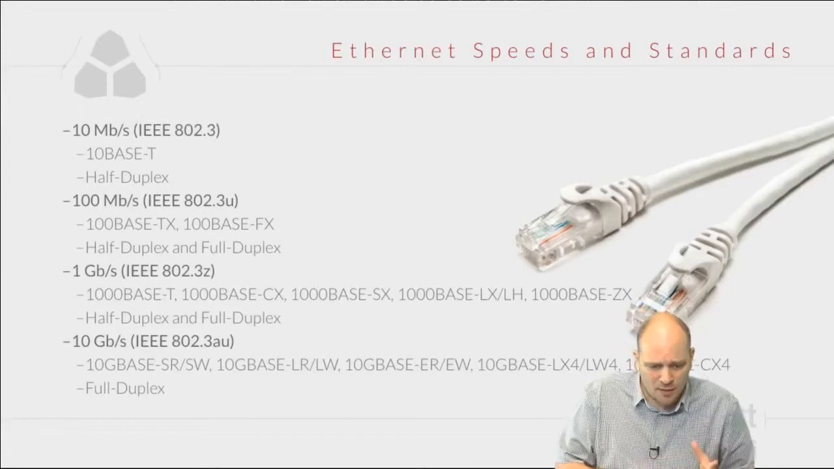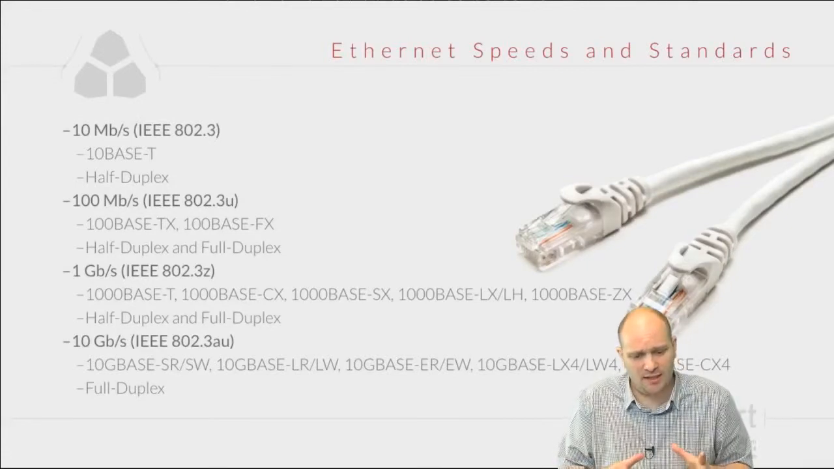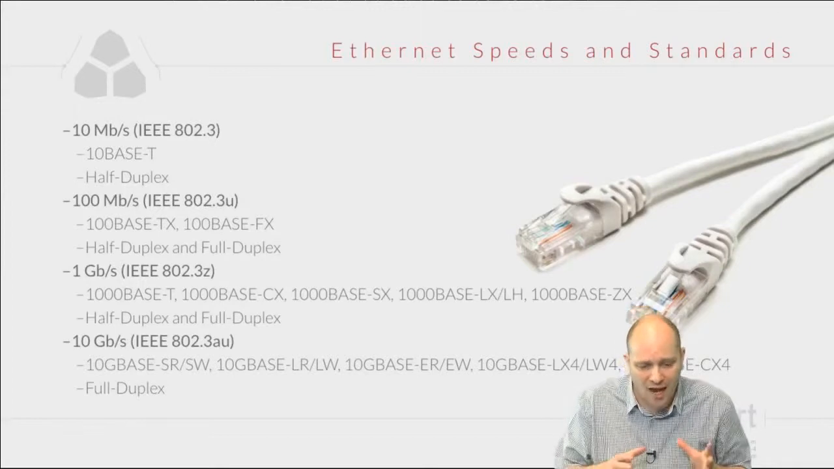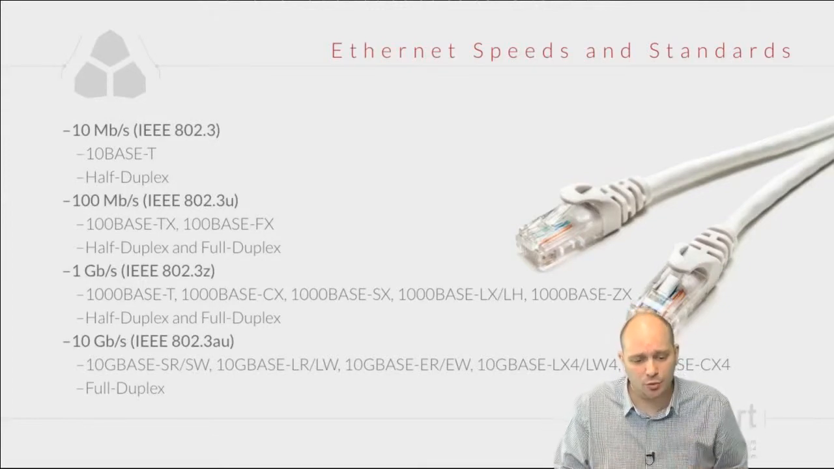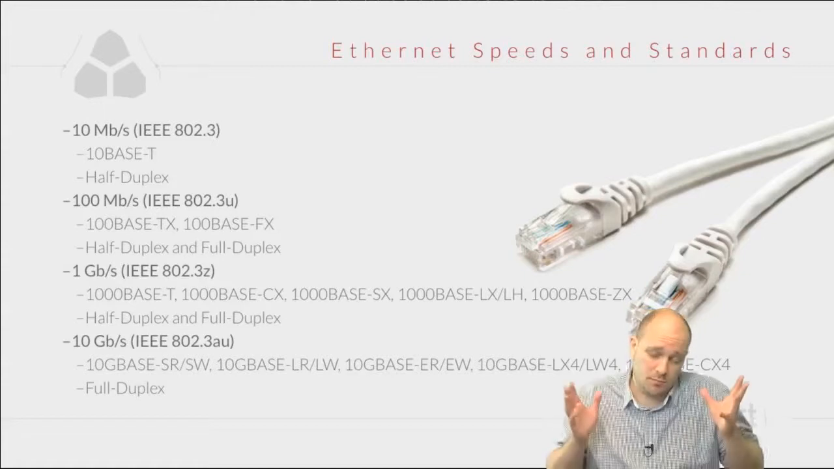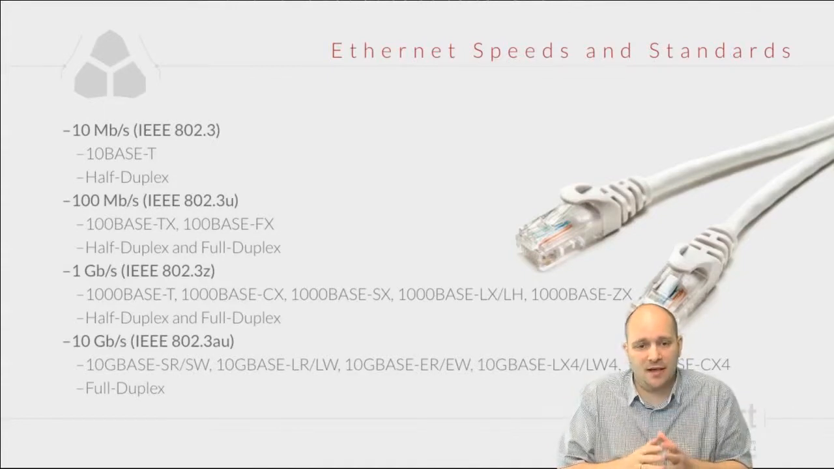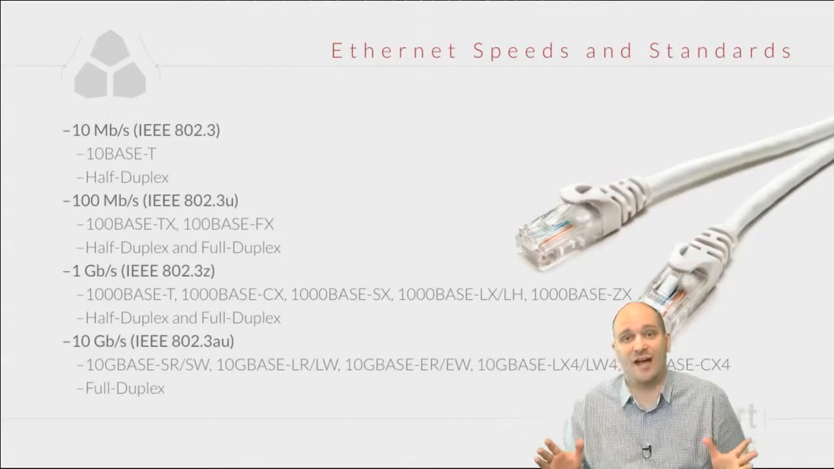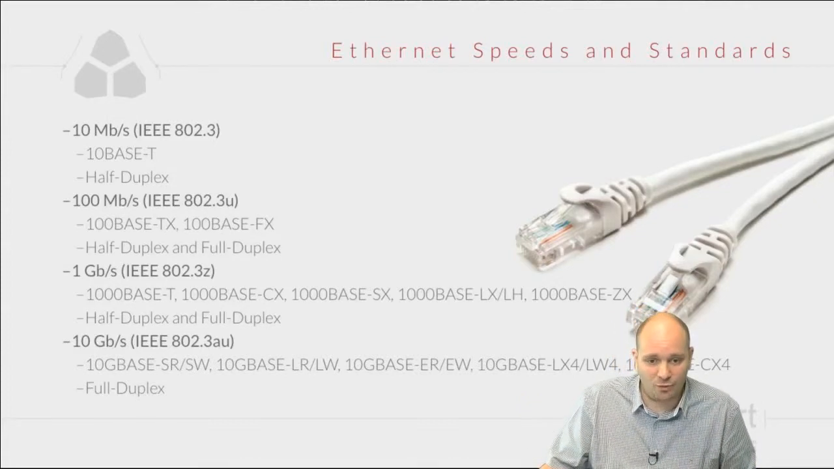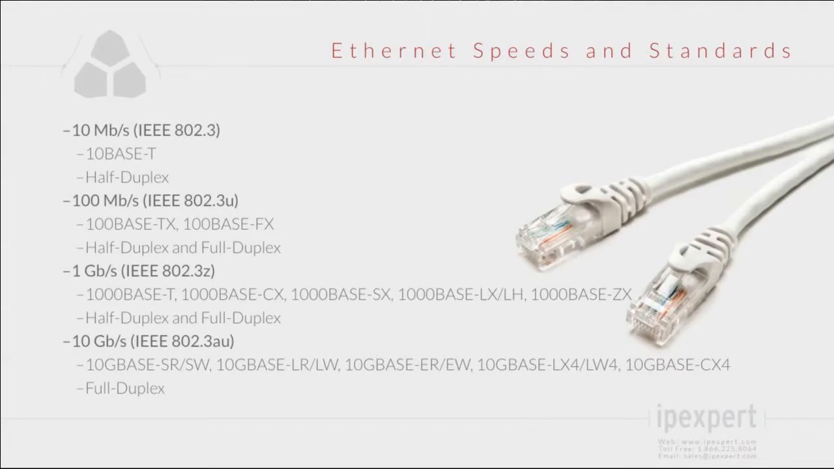And here the next one is 1 gigabit per second Ethernet, or IEEE standard 802.3z. This comes in a really wide variety of standards. Now, I'm going to have to remove myself from here so that you can see all the standards that we have here. So gigabit per second comes in 1000BASE-T, 1000BASE-CX, 1000BASE-SX, 1000BASE-LX or LH, and 1000BASE-ZX.